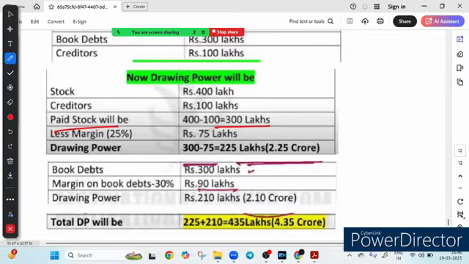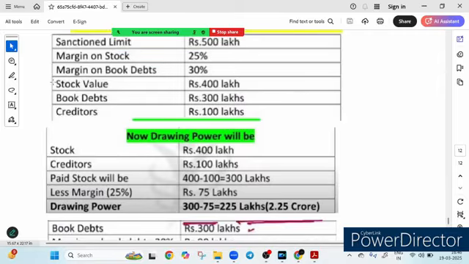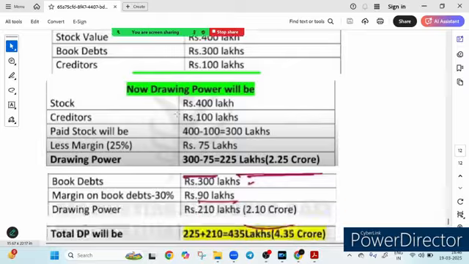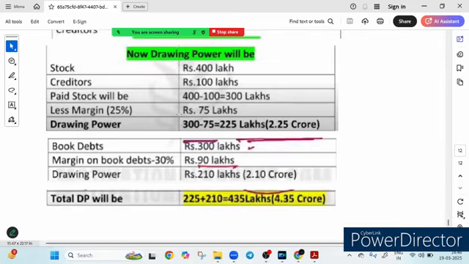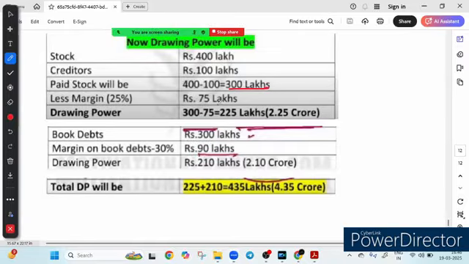Now you have to apply the 25% margin, because the margin on stock is 25%, right? So on the stock value, I have subtracted 400 lakh minus 100 lakh, that is the paid value. On the paid value only I am taking this 25%, right? The bank will not care about the creditor part. Margin will be taken only on the paid stock, that is 300 lakh. So what is 25% of 300 lakh? One-fourth of 300 gives you 75 lakh. This 75 lakh is the margin, which is the borrower's contribution, right? After removing this 75 lakh, the bank will pay 225 lakh. This is the drawing power from the stock.